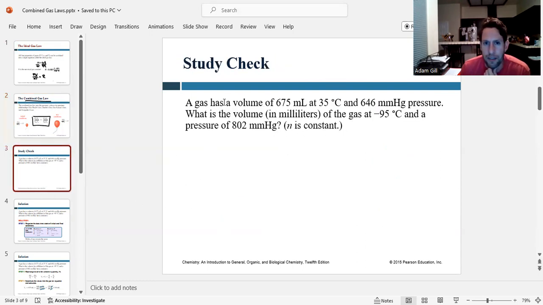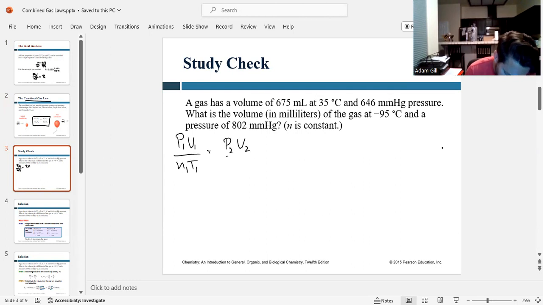So this question here states that a gas has a volume of 675 milliliters at 35 Celsius and 646 millimeters of mercury. What is the volume of the gas at negative 95 Celsius and a pressure of 802 millimeters of mercury? n is constant. So let's use our combined gas law. P1 V1 over N1 T1 is equal to P2 V2 over N2 T2. Now, right off the bat, they tell us that n is constant, and so we can eliminate that from our equation immediately.